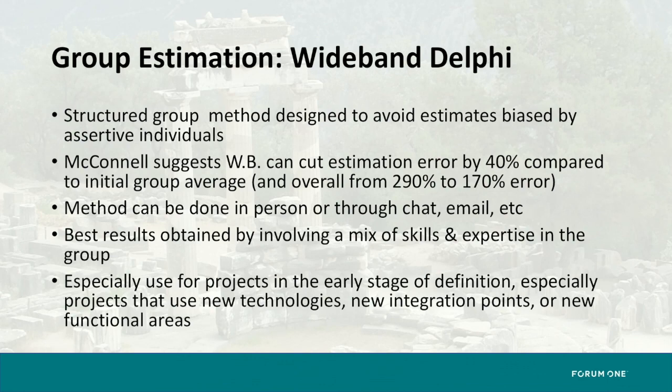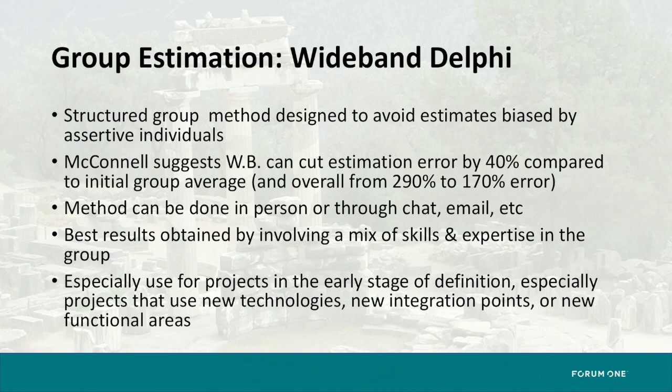So Wideband Delphi is a method that's been explored a lot. It is a variation of a method that came out of the Rand Corporation in the 70s. Basically, it's a structured group method, which means you get some people, usually let's say 4 to 6 estimators in a room, and it's structured in such a way to prevent the most assertive estimator in the room from dominating the conversation and dominating the estimate.